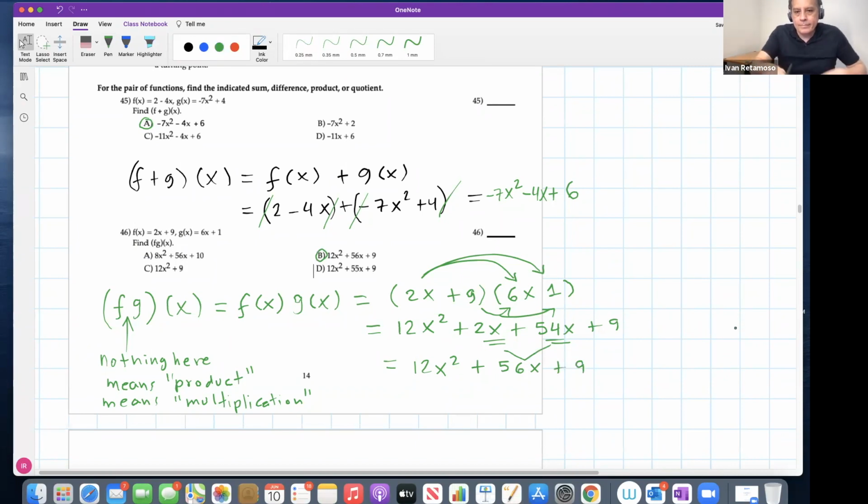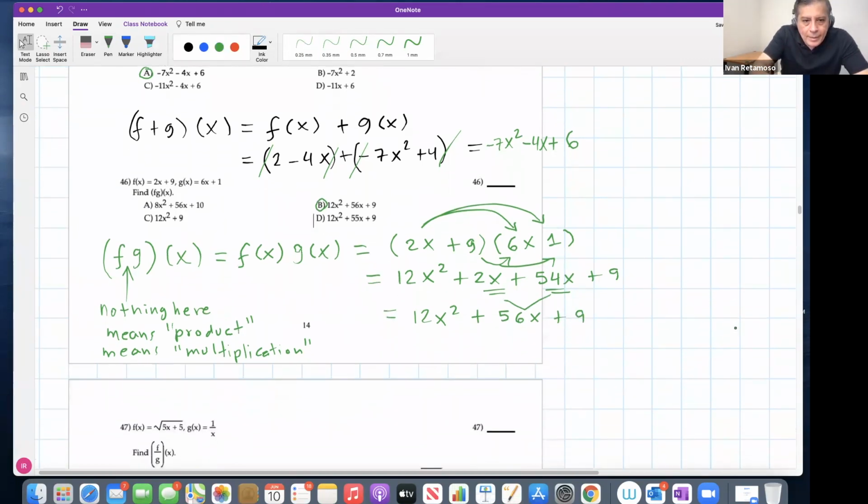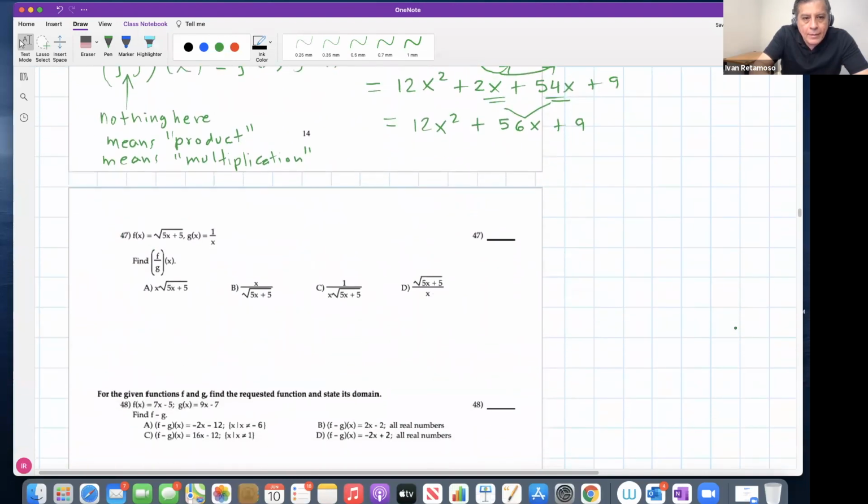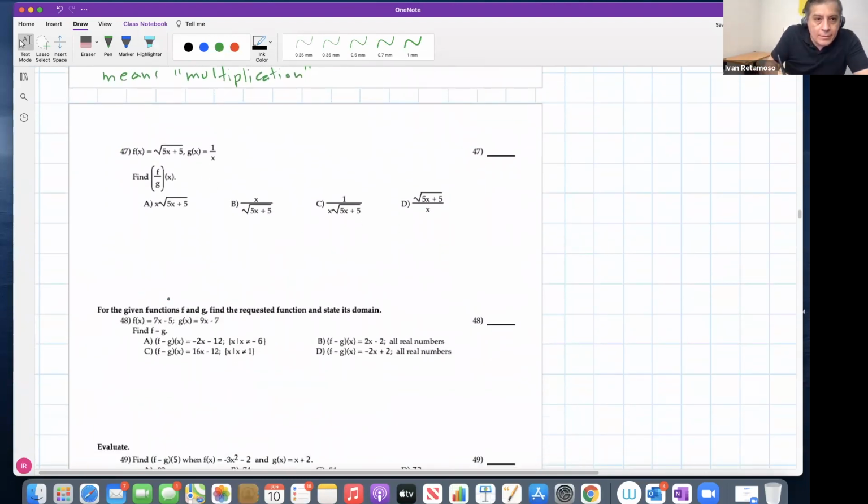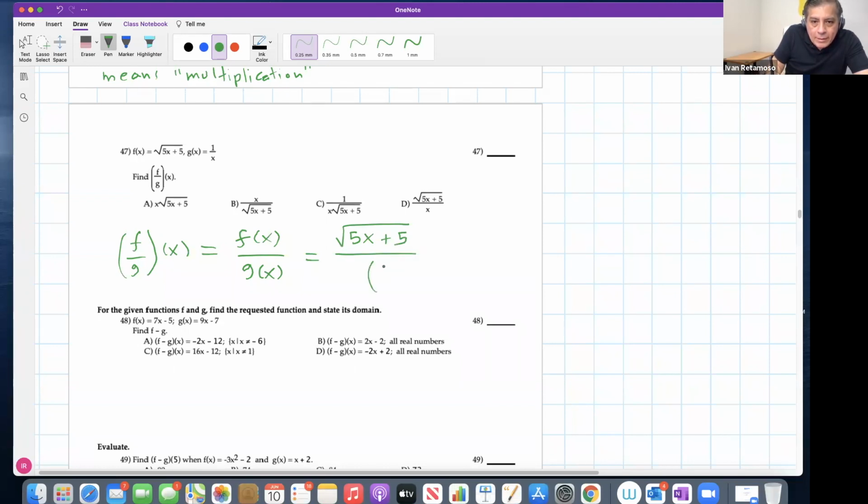Very good. Moving on. I have here division of functions now. Let's do it. F divided by g of x is naturally defined as f of x over g of x, right? The division of the 2 rules that define the 2 functions. The function f of x is the square root of 5x plus 5. The function g of x is this. Be careful here, guys. I'm going to write it within parentheses, 1 over x.